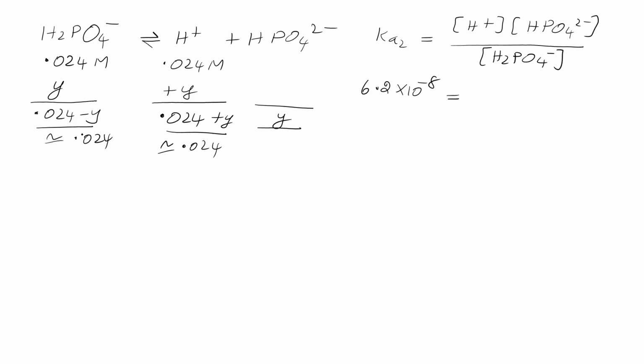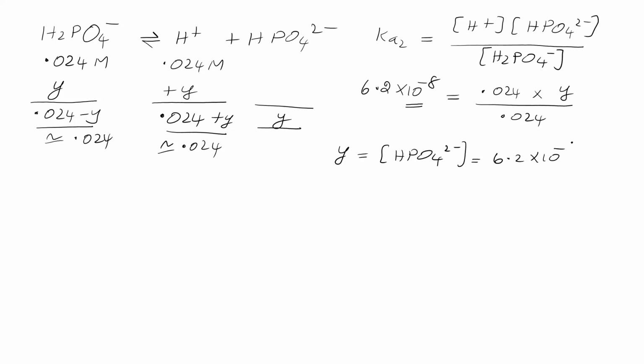Why have we neglected y? Because the equilibrium constant, 10 power minus 8, is very small. In the previous case, we did not neglect x because the equilibrium constant was 10 power minus 3. So now we will substitute: H plus concentration is 0.024 molar, HPO4 2 minus is y, and H2PO4 minus we substitute 0.024. So we get y, the concentration of HPO4 2 minus, equal to 6.2 into 10 to the power of minus 8 molar.